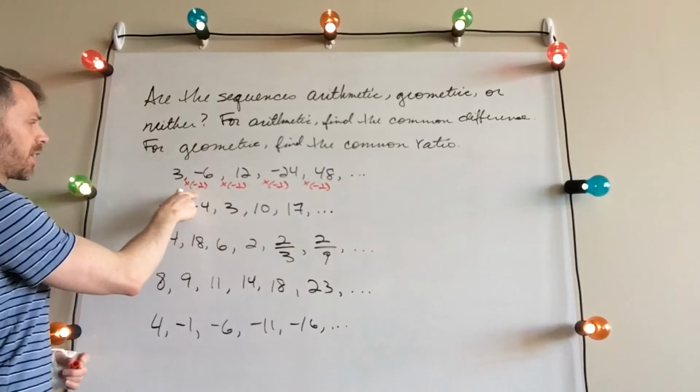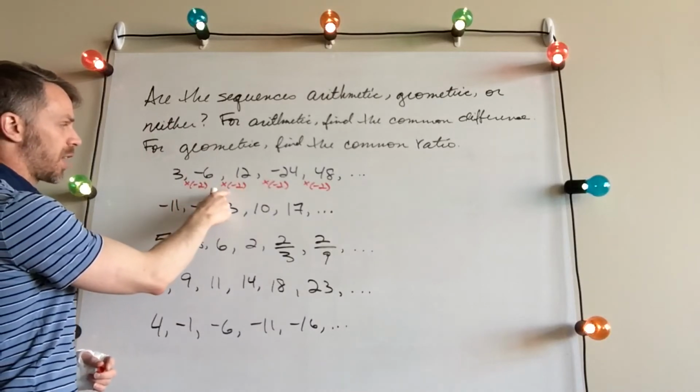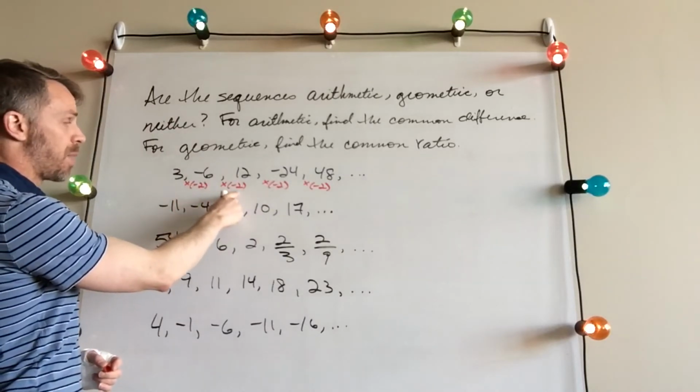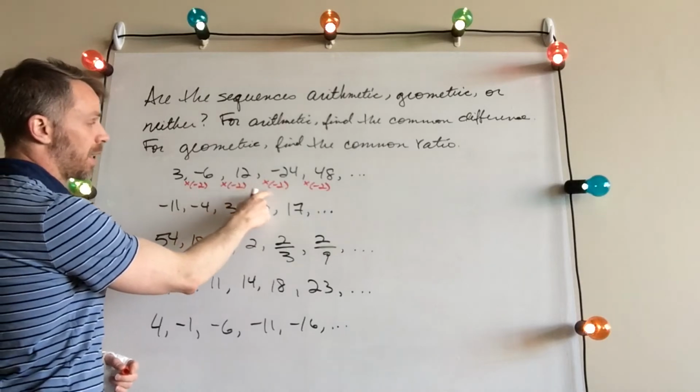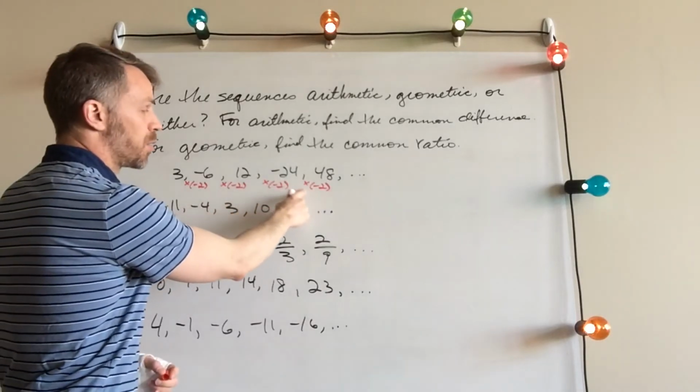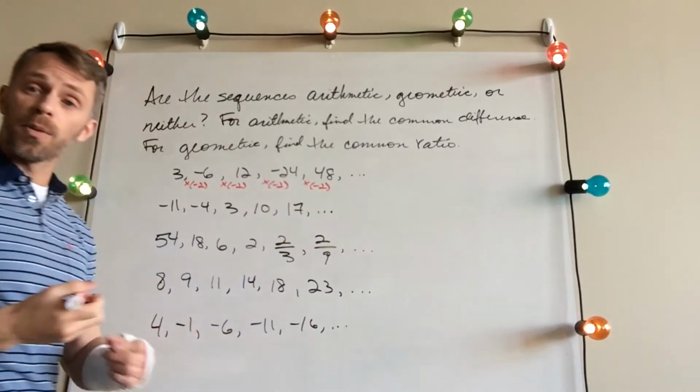Right? 3 times negative 2 is negative 6. Negative 6 times negative 2 is now positive 12. 12 times negative 2 is negative 24. Negative 24 times negative 2 is now positive 48.